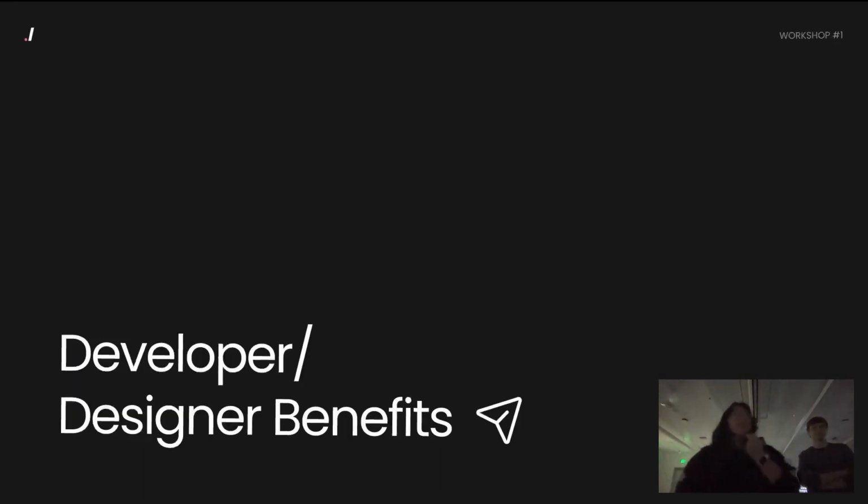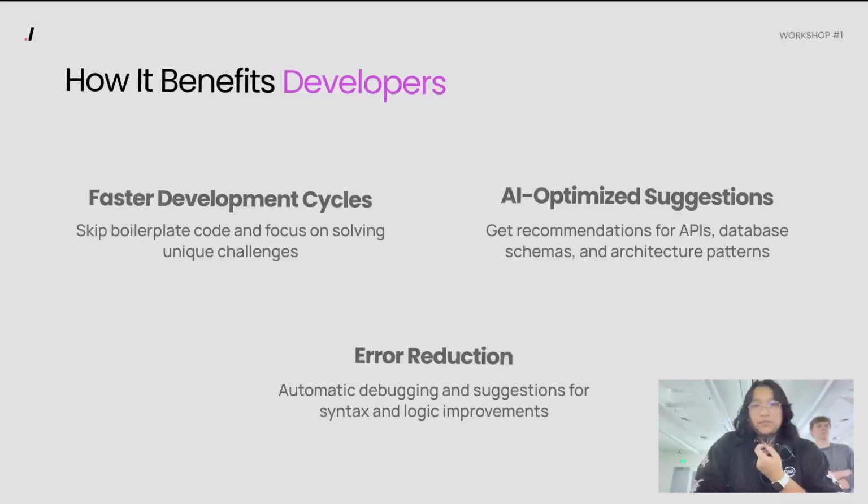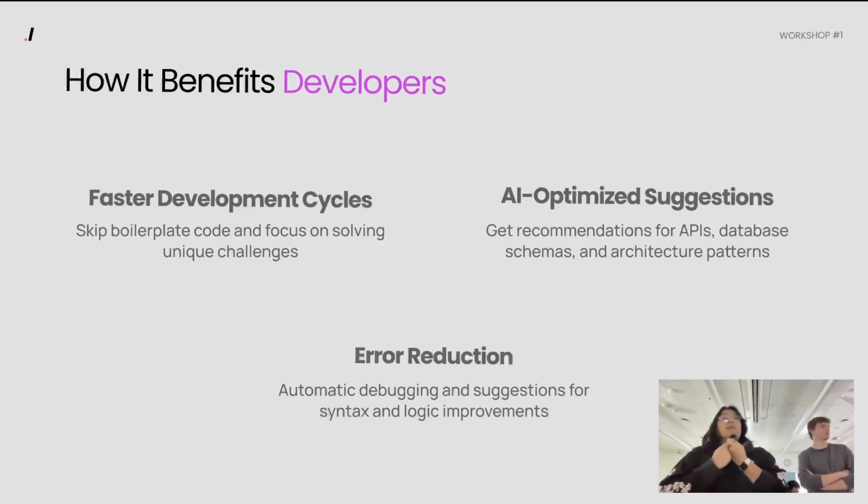Okay, so there's benefits for these tools for both developers and designers. So I'm going to get into those now. So for developers, the key features for these tools are faster development cycles, AI-optimized suggestions, and error reduction. And these can really help speed up your process of development by helping you skip like boilerplate code, and then it'll help you select like APIs and stuff based on the information that you give the tool.